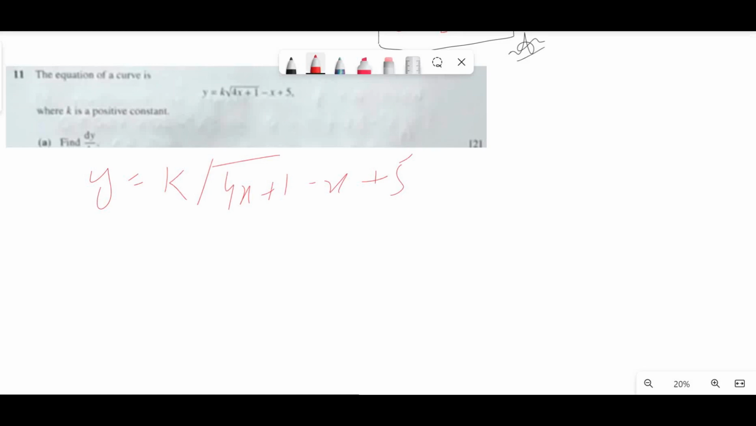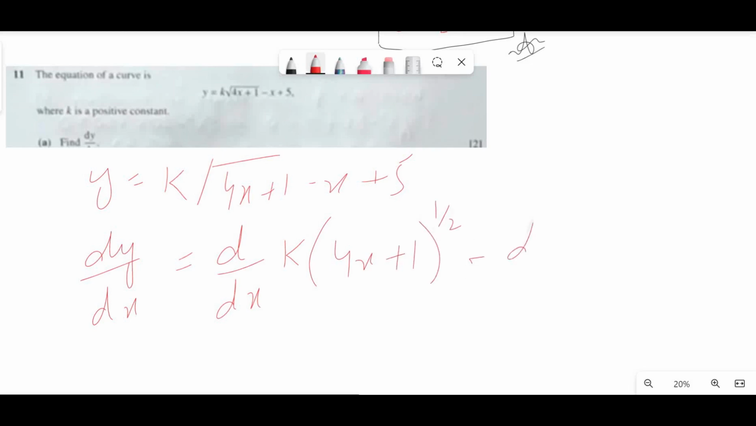So we can write it as dy by dx is equal to d by dx of k times, k is a constant, so we can write it outside. Let's simplify it like this. 4x plus 1 whole power 1 by 2, minus d by dx of x, plus d by dx of 5.